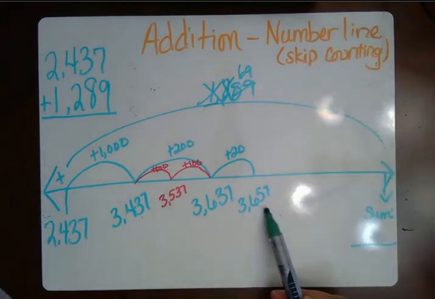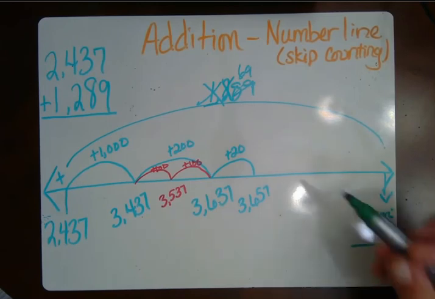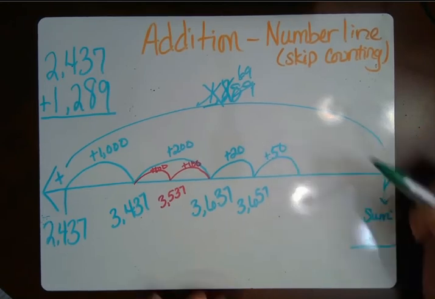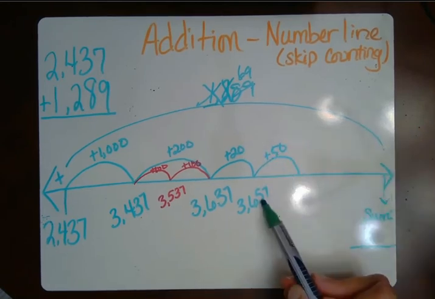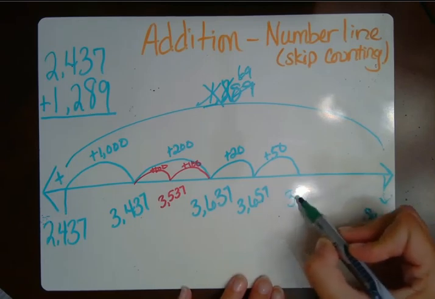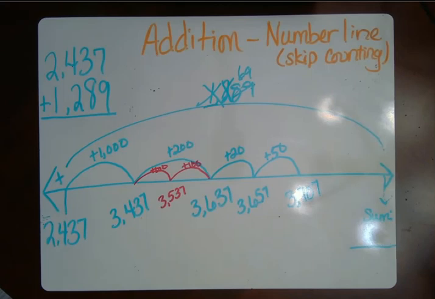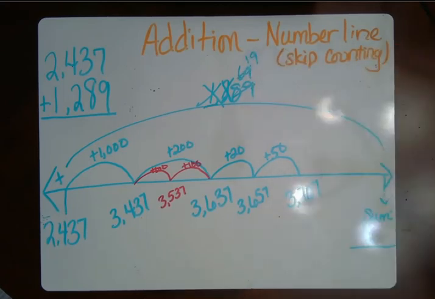So now looking at this, I've got 69 left. I'm going to pull 50 out of that. So I'm going to jump 50. I'm going to add 50 in because I know 50 plus 50 equals 100. So that will give me 3,707. That means I only have 19 more to go.